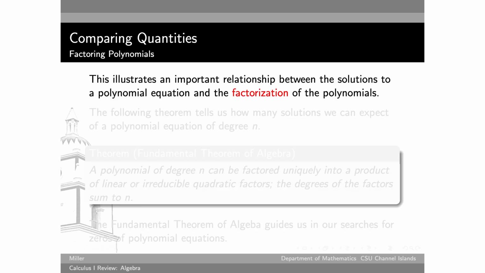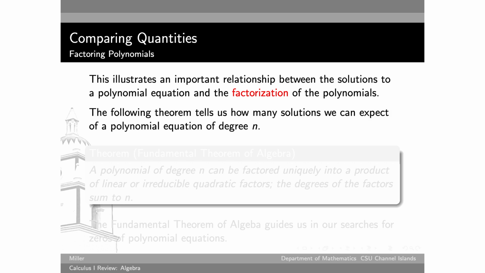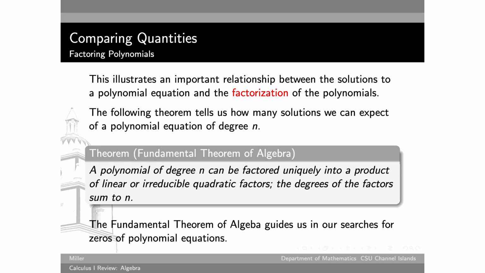The previous slide illustrates an important relationship between the solutions to a polynomial equation and the factorization of the polynomials. The following theorem tells us how many solutions we can expect of a polynomial equation of degree n. A polynomial of degree n can be factored uniquely into a product of linear or irreducible quadratic factors. The degrees of the factors sum to n. This is the fundamental theorem of algebra, and it guides us in our searches for zeros of polynomial equations.